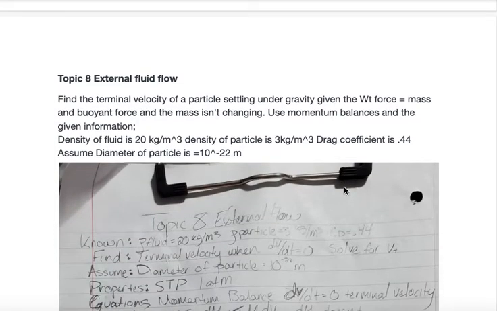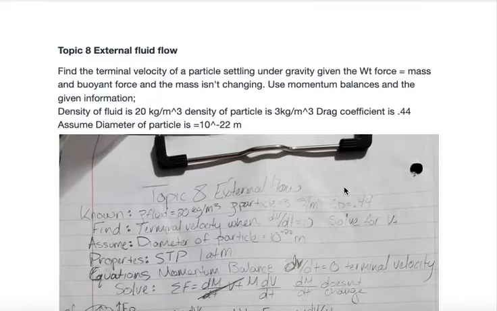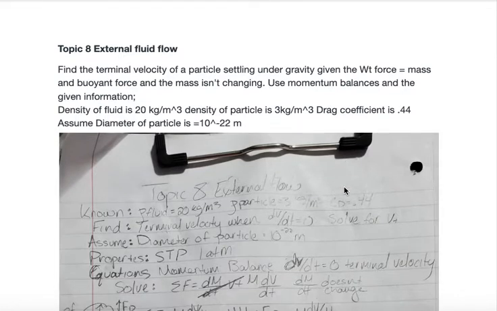water's fluidization velocity. Next, we have a question that asks to find the terminal velocity of a particle settling under gravity, given the weight force equals the mass and buoyant force, and the mass isn't changing. Use momentum balances and the given information.